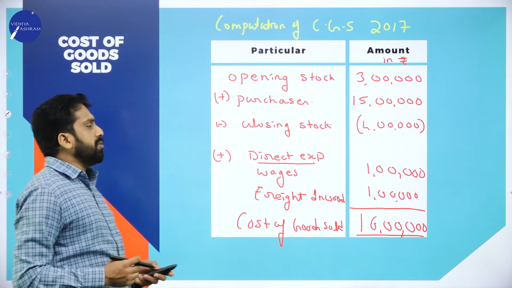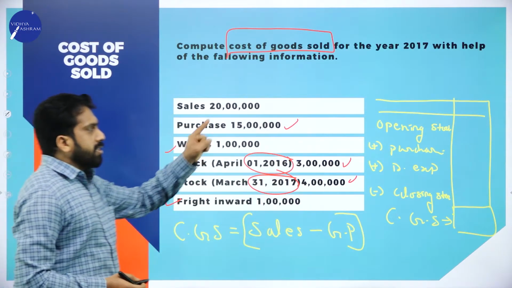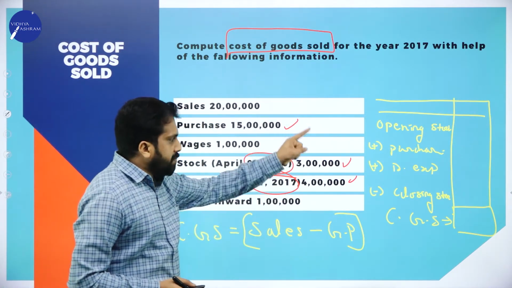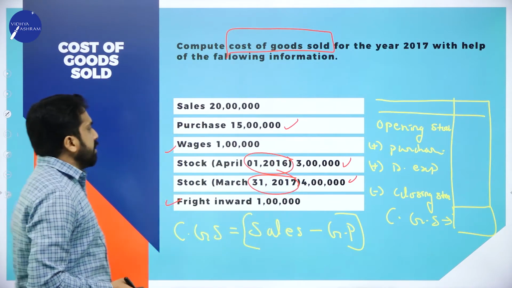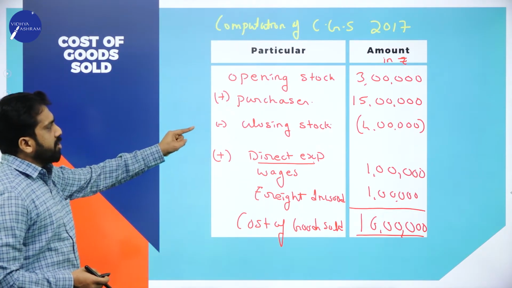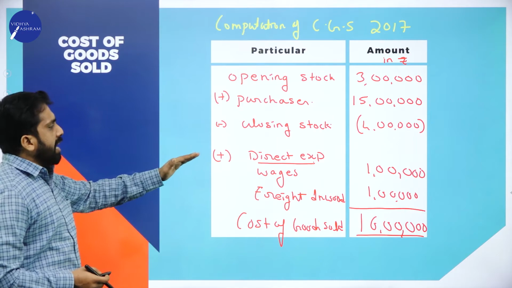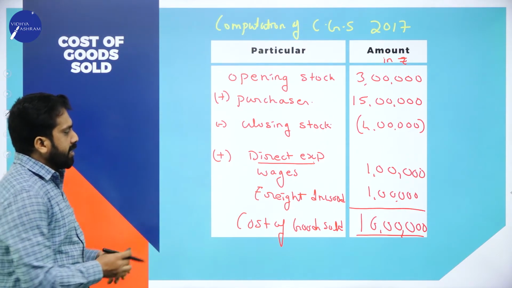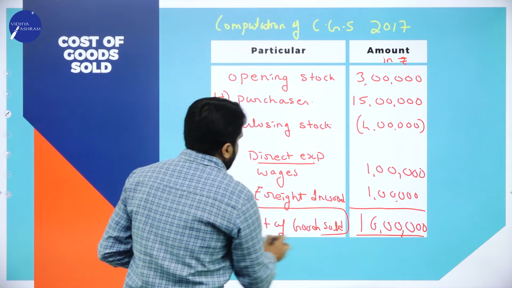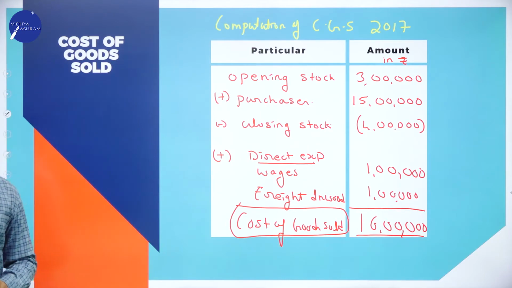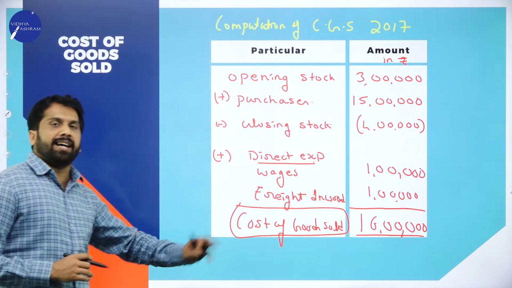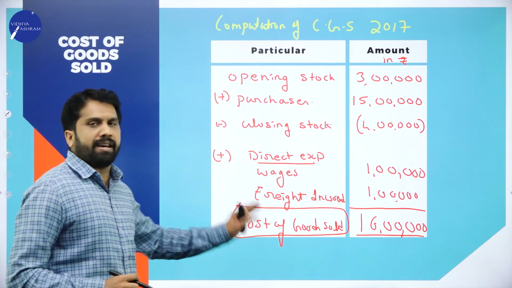Again, I'll explain you. So this will be your question. This will be your format. As per this format only we have done. In this, we have taken opening, purchase minus closing. We added all the direct expenses. The final answer, we call it as cost of goods sold. Clear? Easy or very easy? Yes, it is very easy.